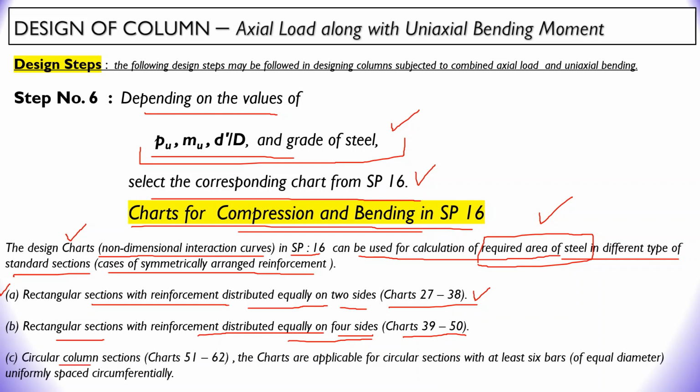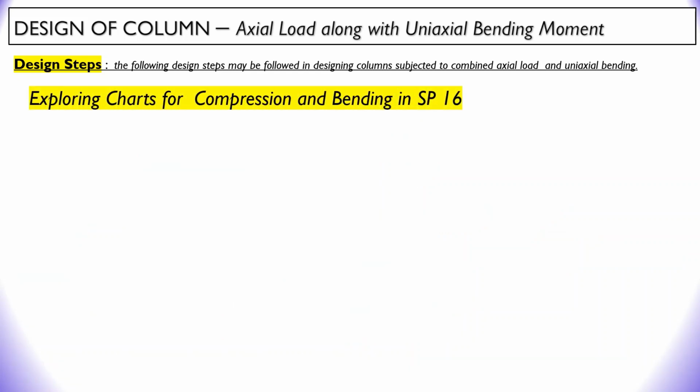Now, when we have to design a circular type of section, we can refer to charts 51 to 62, and these charts are applicable for a circular section with at least 6 bars of equal diameter, uniformly spaced circumferentially. Now let us explore what are the various charts which are relevant for us for the design of an axially loaded column with uni-axial bending moment.